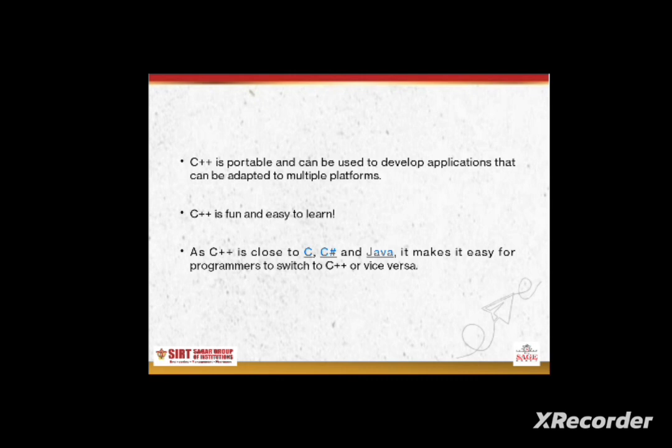The C++ concept is basically dependent on OOPS programming, which is very easy to understand. As C++ is close to C, C# and Java, it makes it easy for a programmer to switch to C++ and vice versa. And C++ has a large and active community of developers and users. That means a wealth of resources and tools is available for learning and using the language.